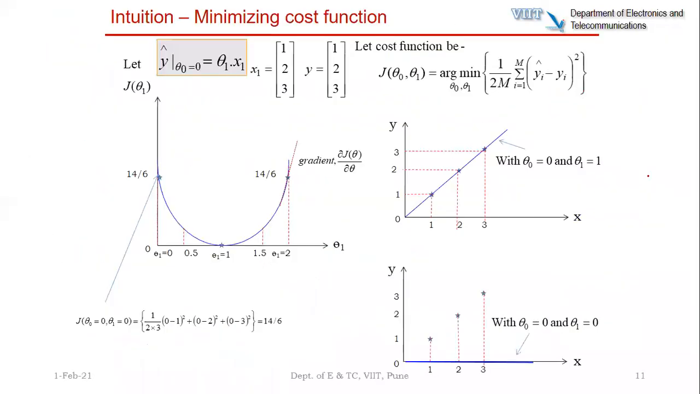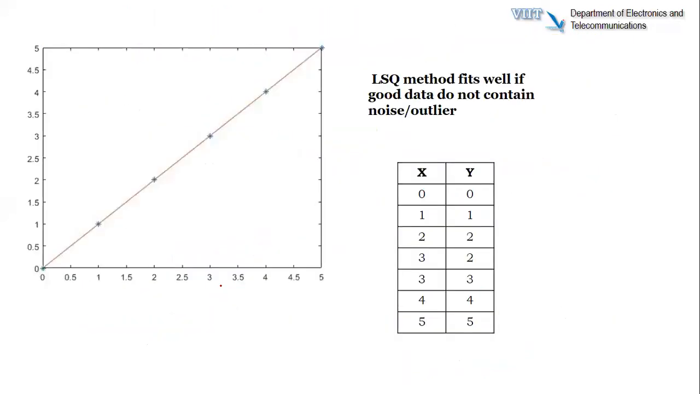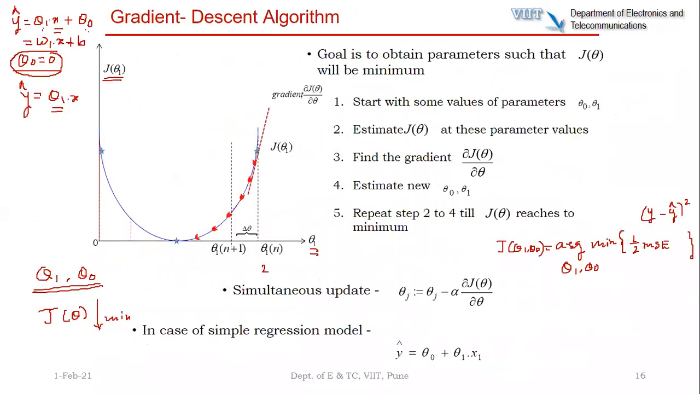So last time we did this exercise. What happens with theta 1 is equal to 2? What happens with theta 1 is equal to 0? And at theta 1 is equal to 1, you are going to get the exact value. So how do I do this basically, or how do I write the steps in the algorithm? So start with some initial values of parameters and estimate J theta. Once I estimate J theta, this is the definition of J theta.